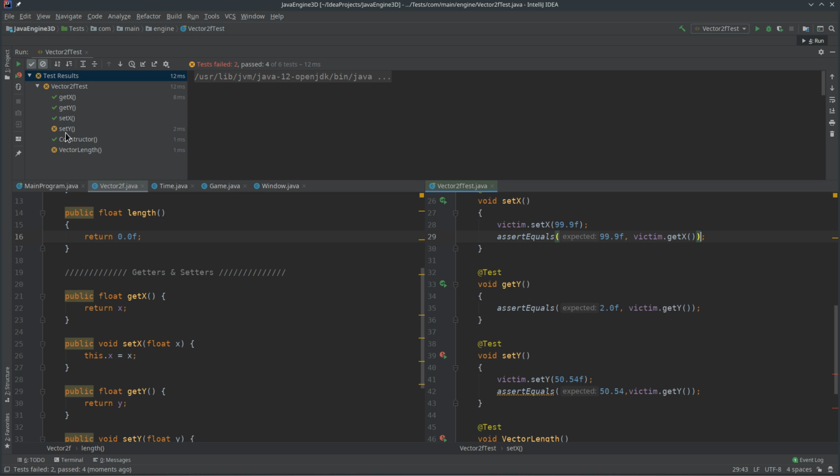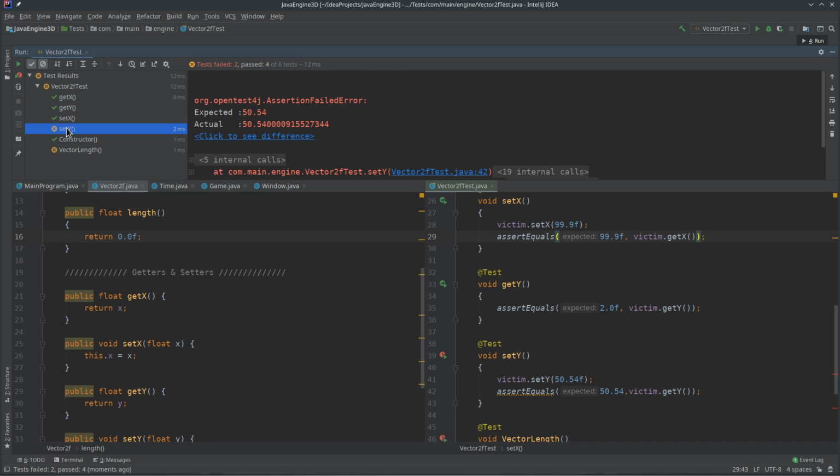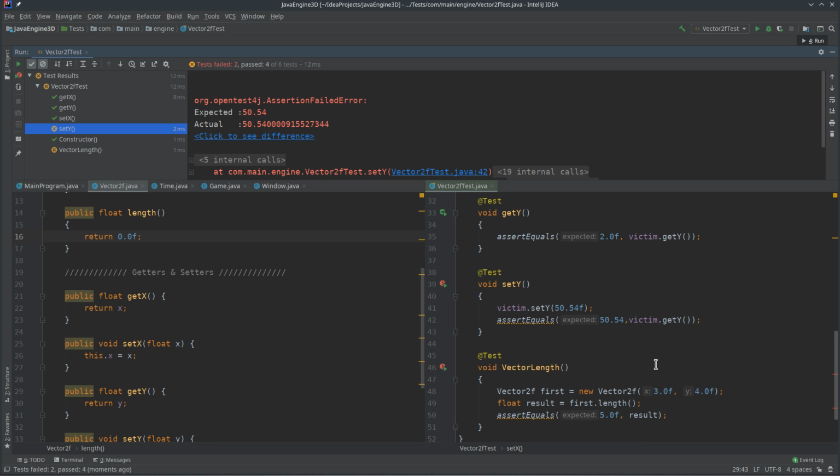Set Y didn't work. There you go. That's what I wanted to get. No, so it doesn't matter which way around you put them. Let's have a look at that a little bit more, shall we? We have an assertion failure on set Y, and this is what I was hoping for. We have an expected value of 50.54, and the victim.getY doesn't equal that.